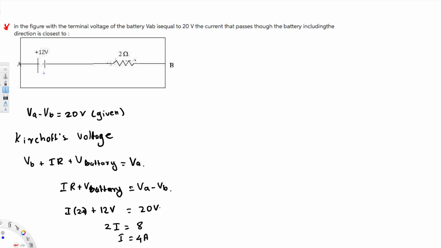The current always flows from highest voltage to lowest voltage, so this is going to be from A to B. So the direction of the current is going to be A to B. And that's how we find the direction.